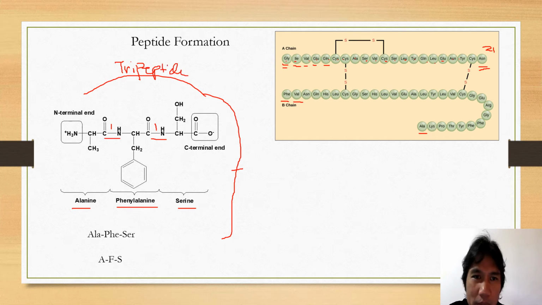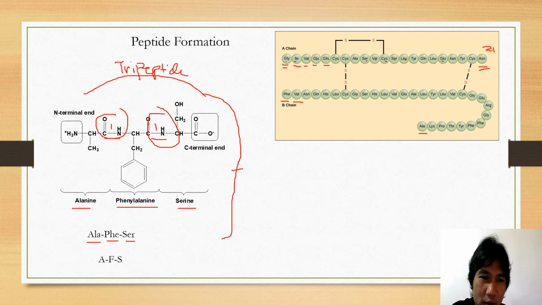Okay, it's a tripeptide because there are 3 amino acid residues, and the tripeptide is connected by how many peptide bonds? There are 2 peptide bonds. Okay, the sequence is named using the 3-letter abbreviation: ALA for alanine, Phe for phenylalanine, and Ser for serine.